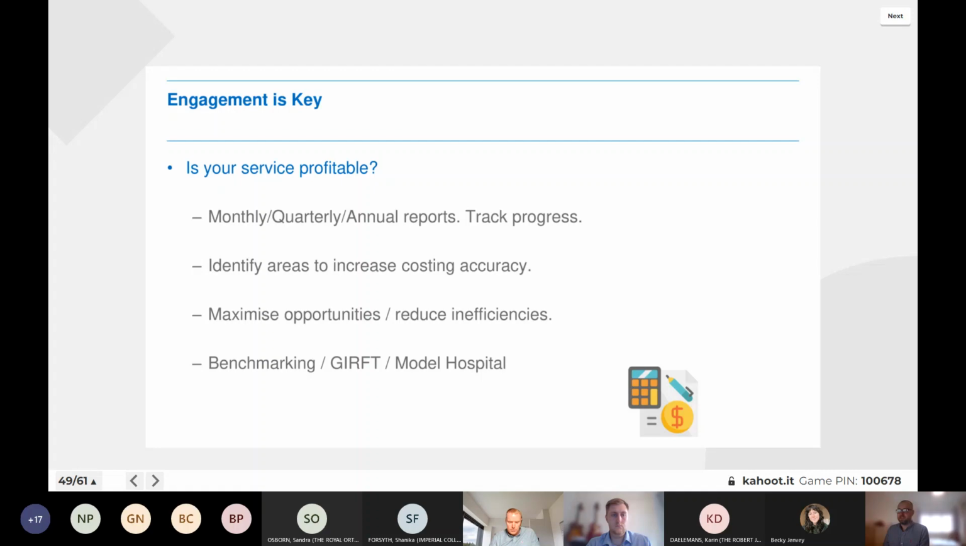Model hospital data is based on our costing data and suggests opportunities. It's got quite a high profile across trusts now, and the trust leadership should be aware of it. So you might be able to use that information to really get some buy-in for any changes you're looking to make.